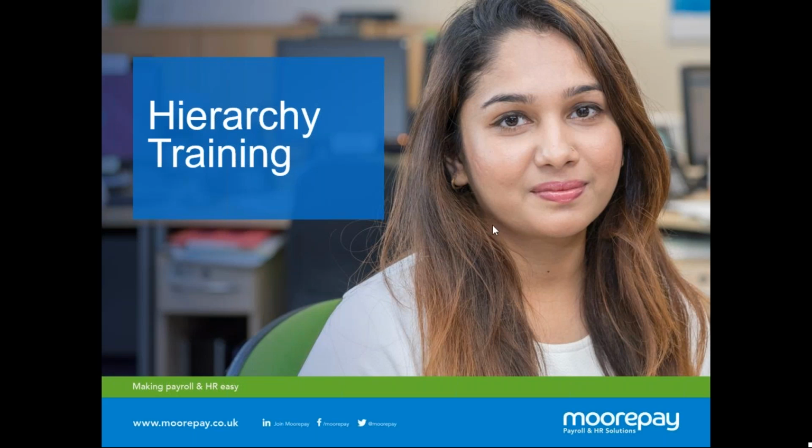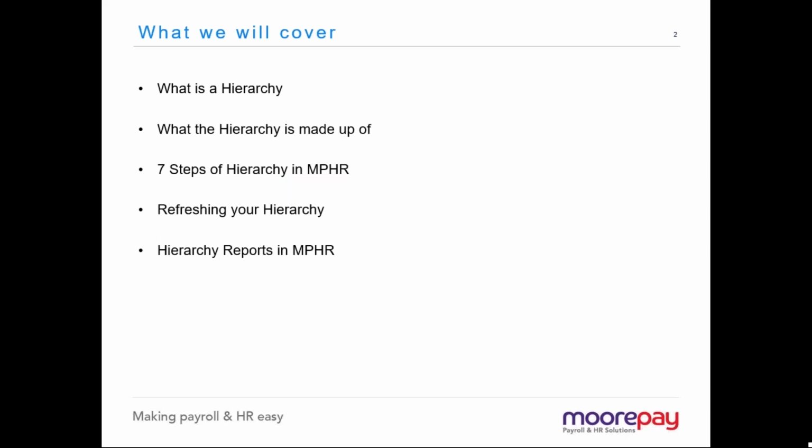So we'll be going through the entire process today on this webinar, and that will include, if we just go onto the screen here, looking at what the hierarchy actually is and what that hierarchy is made up of. There are a number of different steps that you have to go through, 7 of them specifically, and we will go through each of those steps in the webinar today. We'll also go through refreshing the hierarchy, as this is quite important to make sure that it functions correctly, and then we'll round off by having a look at the reports that are available in the system.